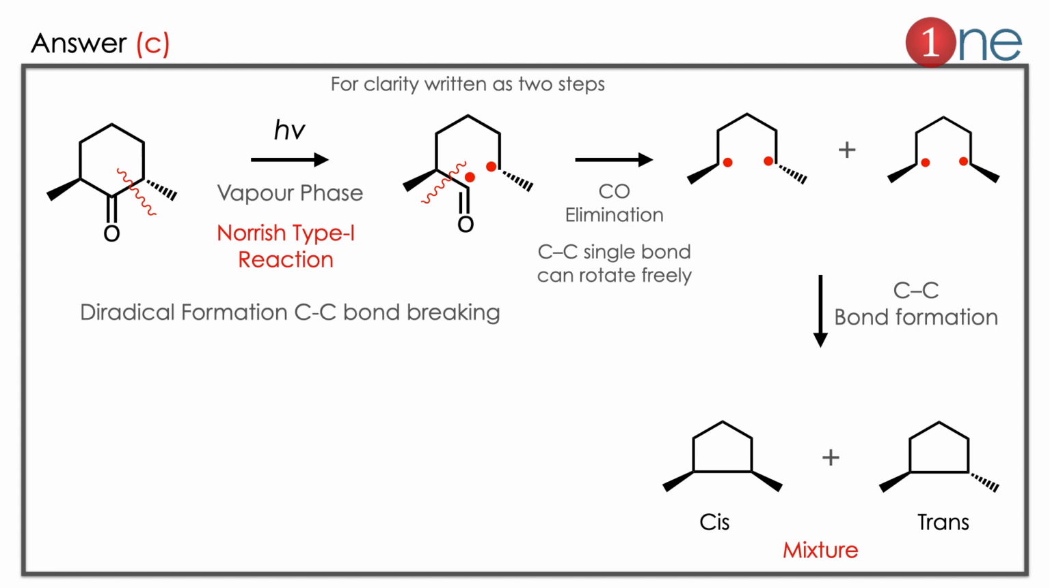The methyl groups can be cis or trans, but it's a single bond. It can rotate and form both the cis and trans isomer. So the product is clearly a mixture here. Here you have to learn two things. When there is a carbonyl and you are using light, you always have to guess the Norrish type reaction, either 1 or 2. And if there is a diradical near a single bond, bond rotation is always possible. That's why you have a mixture of isomers.